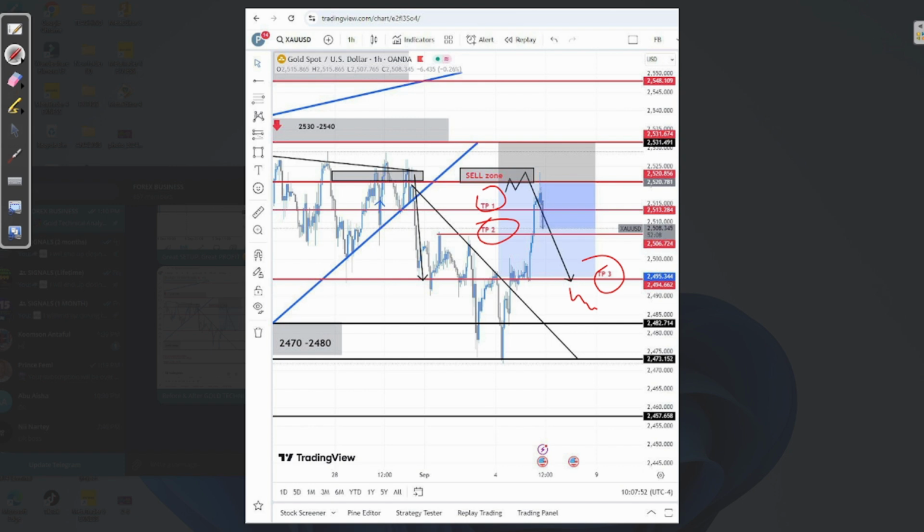Okay, as if I knew that it will not get to this area. You understand? That should tell you how we spend time to analyze the market. Do you understand? So guys, just take note.